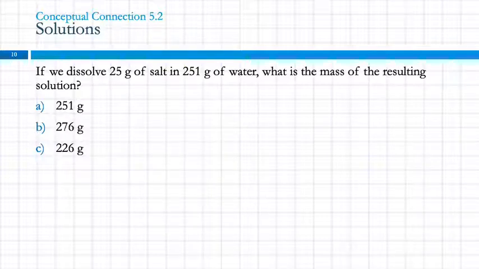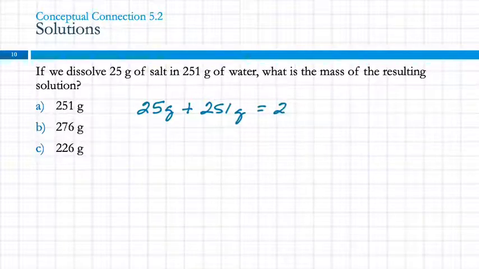If I put 25 grams of something in a container, and then I put 251 grams of something in that same container, the masses add. Can I predict what the volume is? No, can't. Because I don't know how the salt and the water are going to fit together, but I can predict the mass. Any questions?